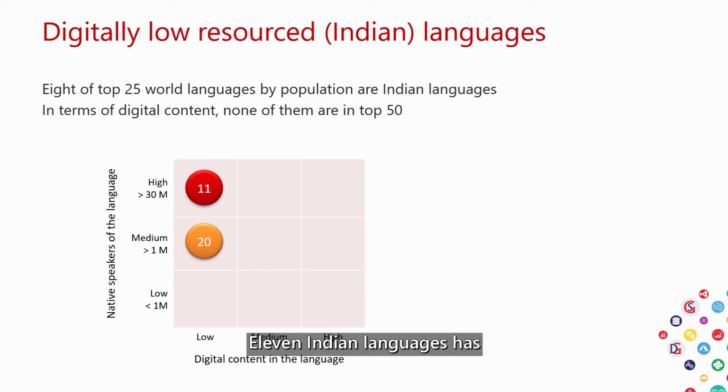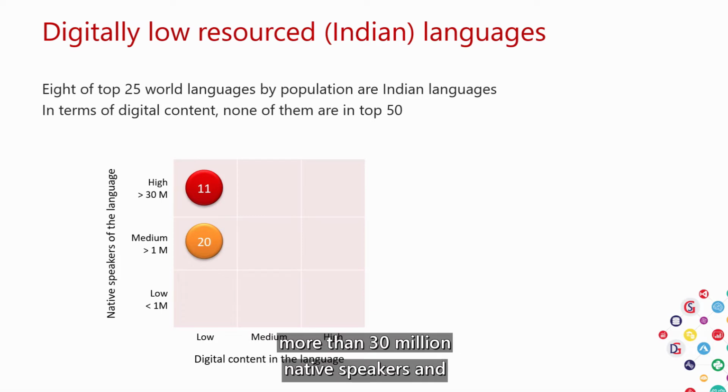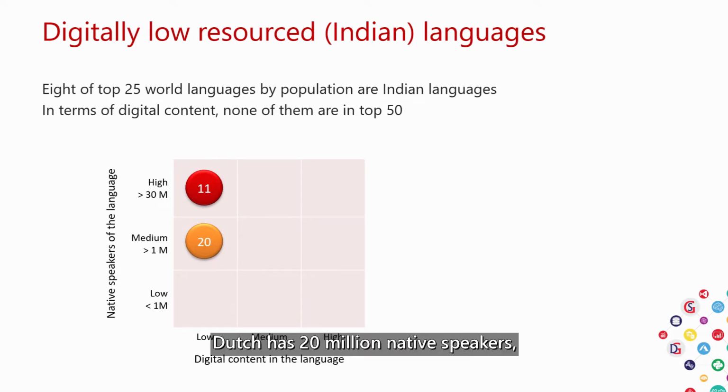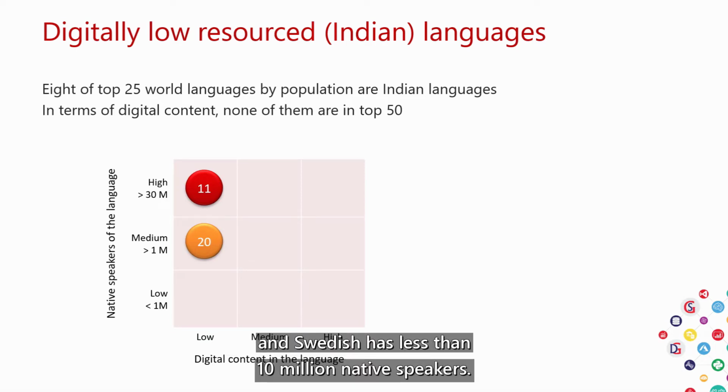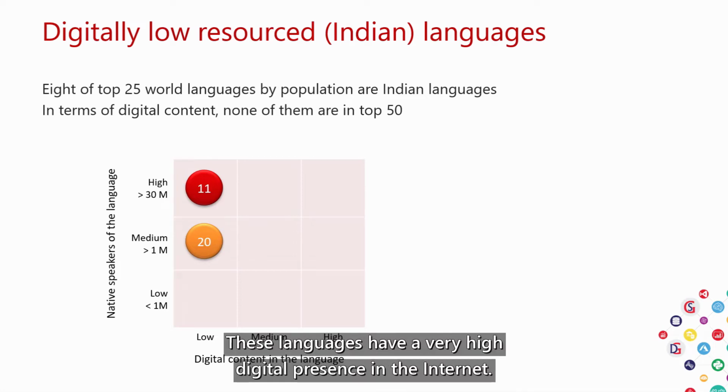11 Indian languages have more than 30 million native speakers and another 20 have more than 1 million native speakers. To get a sense on the scale I am talking about, Dutch has 20 million native speakers and Swedish has less than 10 million native speakers. And these languages have a very high digital presence in the internet.